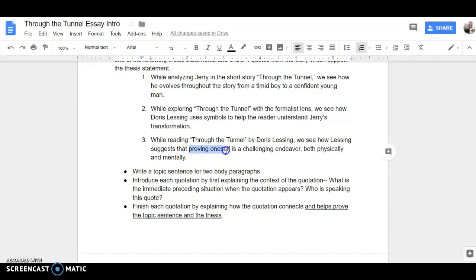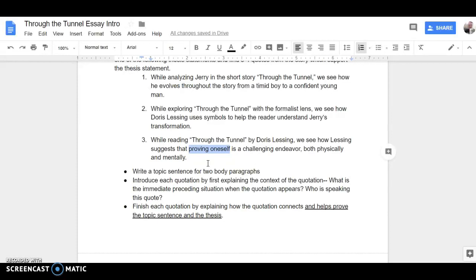You need to tell me who Jerry is proving himself to. Like, why does he go on this journey? Who is he trying to prove that he's good enough to? All right? And then you need to tell me both his physical and mental challenges. What type of things does he overcome? Tell me how those impact him. How do those change him?